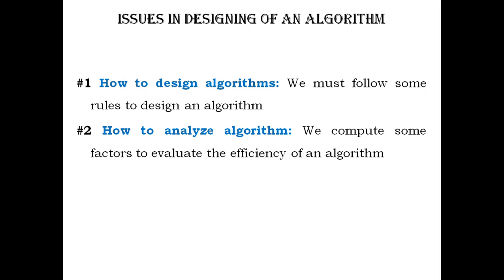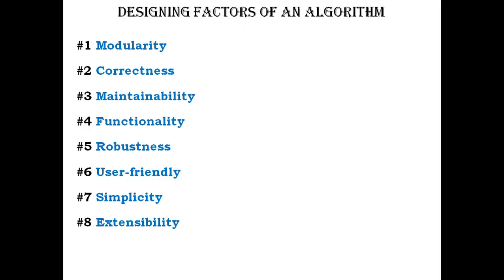Next topic is issues in designing of an algorithm. First one, how to design an algorithm. We follow some rules to design an algorithm to avoid these design issues. Second one, how to analyze an algorithm. We compute some factors to evaluate the efficiency of an algorithm. So they are properly selected to solve these kinds of issues.